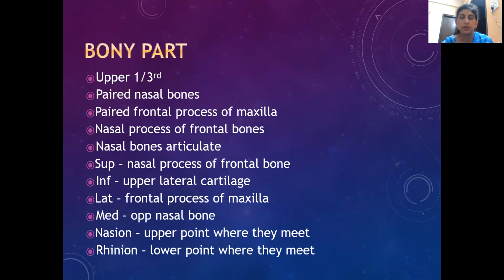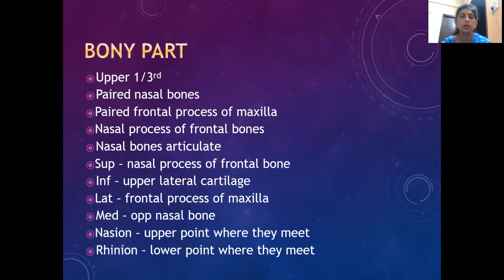Now the bony part, which is the upper one-third part, it is formed by the paired nasal bones, paired frontal process of maxilla, the nasal process of frontal bones, superiorly the nasal process of frontal bone. The nasal bones articulate superiorly with nasal process of frontal bone, inferiorly with the upper lateral cartilages, laterally with the frontal process of maxilla, and medially the nasal bone of the opposite side.